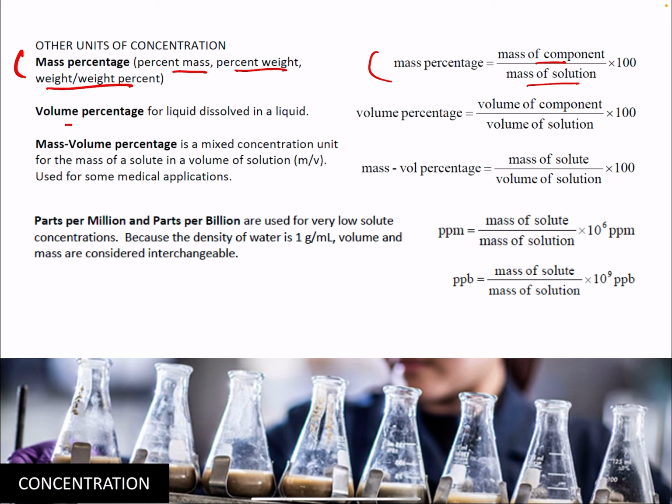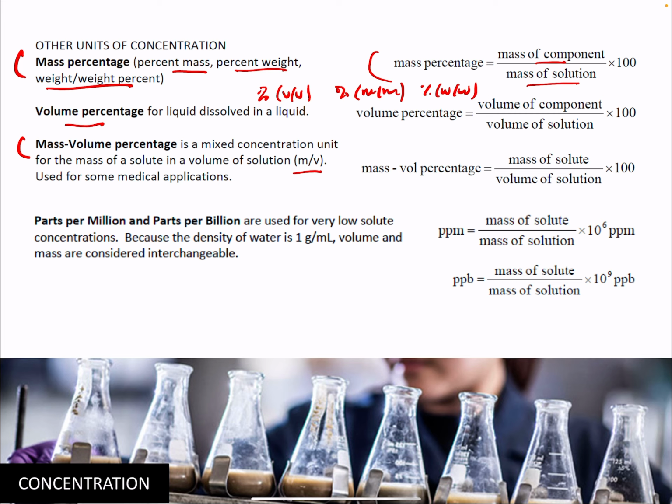You can also report volume percentage. For liquids dissolved in liquids, that would be the volume of one thing divided by the volume of the solution times 100. You also have mixed percentages, where it's mass, volume percentages. So the mass of the solute in the volume. So it's sometimes reported mass/volume. So if you have the percent, it's reported volume/volume, or percent mass/mass, or sometimes percent weight/weight, these guys are the same, then weight/volume.